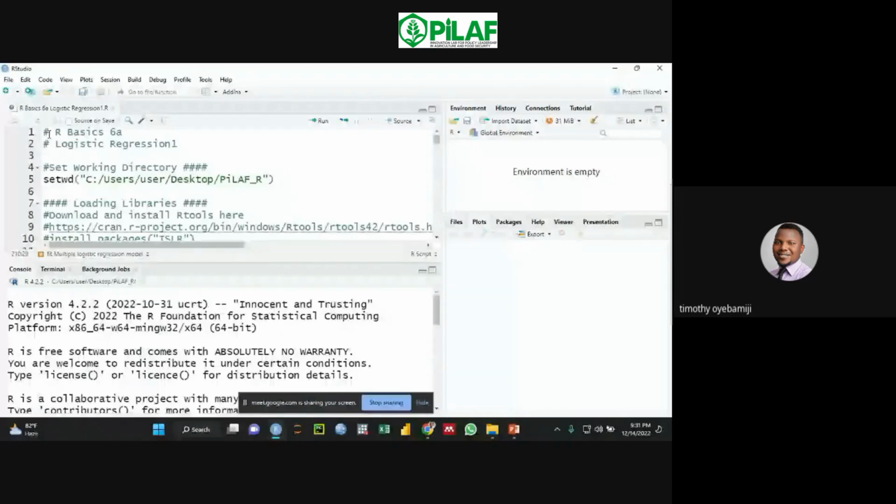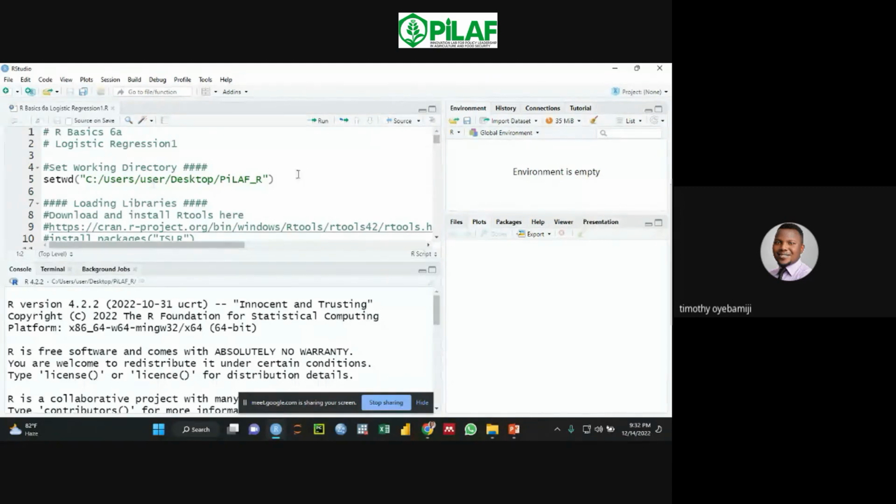Okay. So let's start. Let's start and hope that we'll finish. We will finish anyway. So the first thing we do is to set our working directory, which we've done over and over again. The code to set that is setwd. Your working directory is that place in your computer or on the cloud that you want to save these scripts that you're working on. So on my desktop, I have a folder called PiLAF R, and that is where I have saved this, and I'm still going to save it as well.